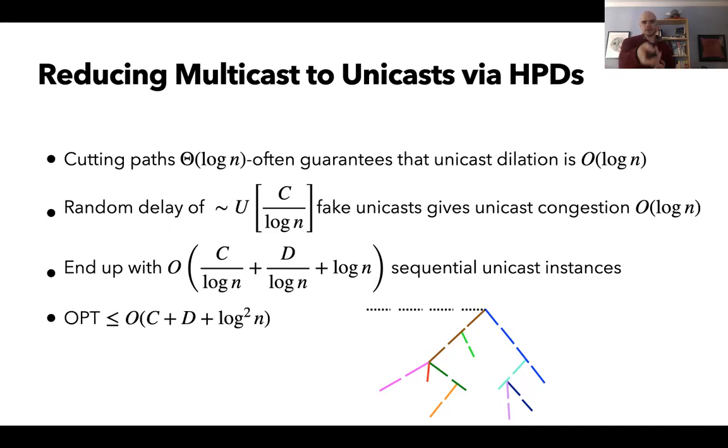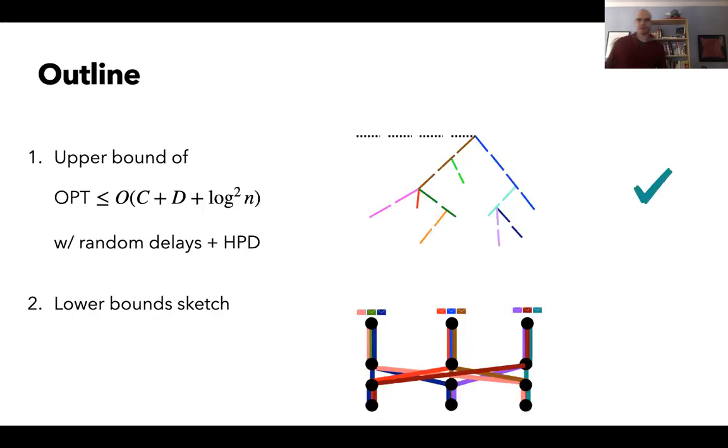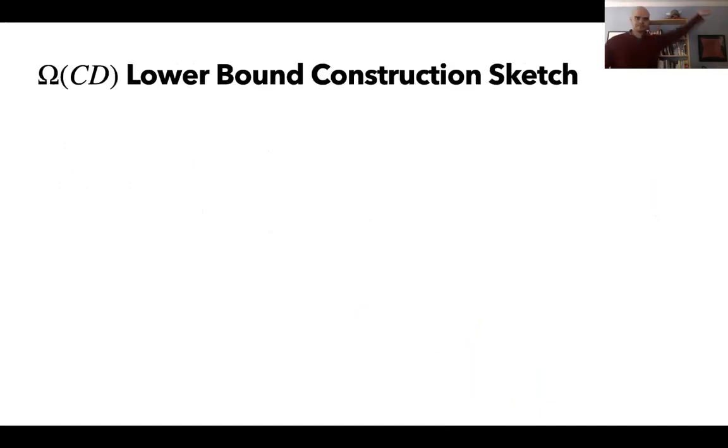All right. So again, each of these we can solve in time log n. Just multiplying log n by the number of them that we have to solve sequentially, you end up with our upper bound of C plus D plus log squared n. Okay, so I gave a sketch of our upper bound of C plus D plus log squared n using this idea of random delays and heavy path decompositions. I'm next going to touch on our lower bound sketch, both of the C times D and C plus D plus log n lower bounds. The construction will actually be the same for both of these. So let me talk about the C times D lower bound construction.